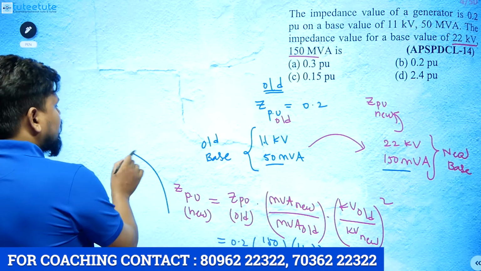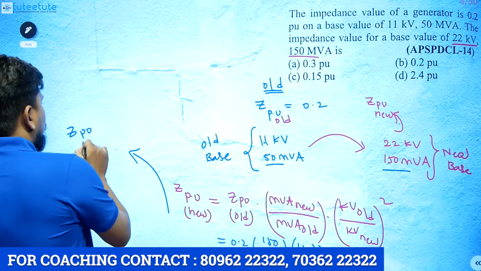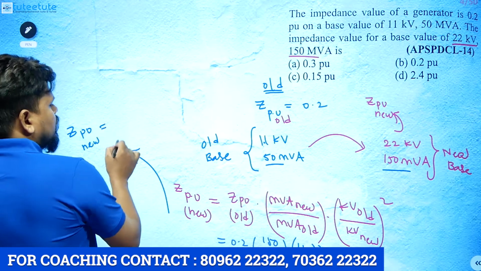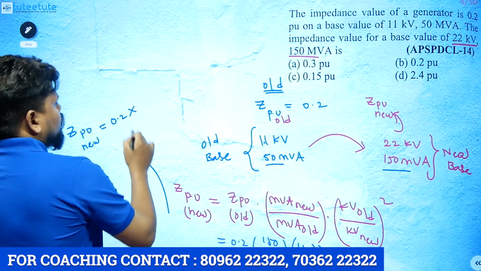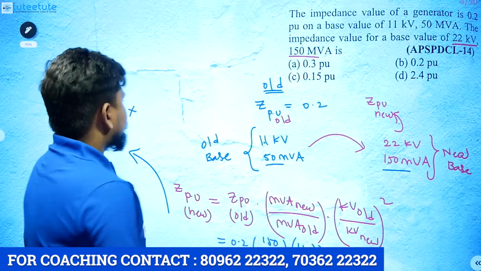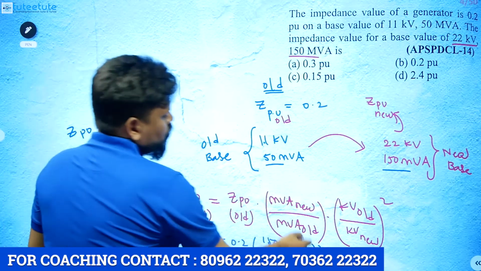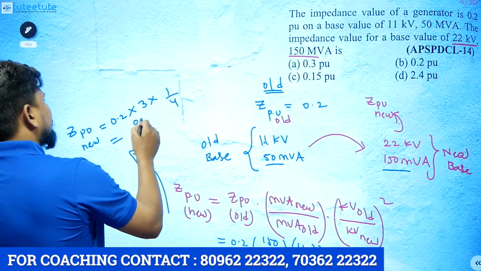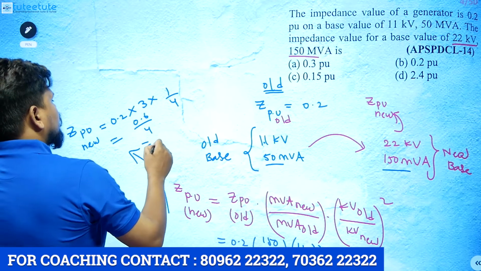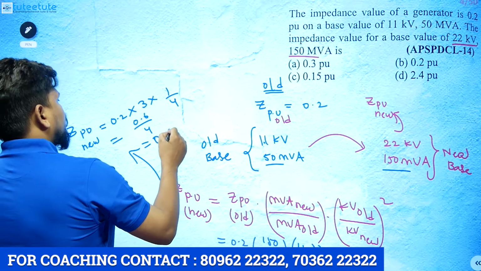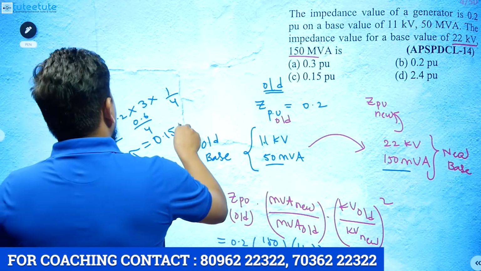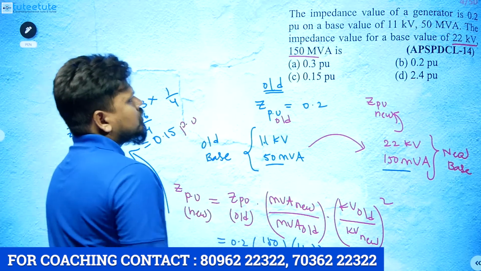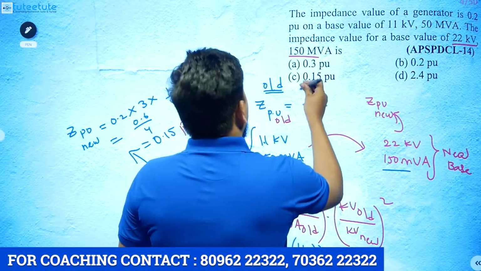If you calculate, you will get Z per unit new equals 0.2 into 3 into (1 by 2) whole square, that means 1 by 4. If you multiply, you will get 0.6 divided by 4, that will be equal to 0.15 per unit. So per unit only. The answer for this question is option C.